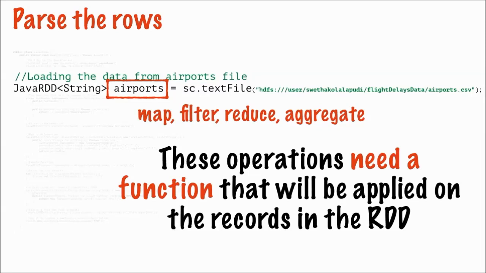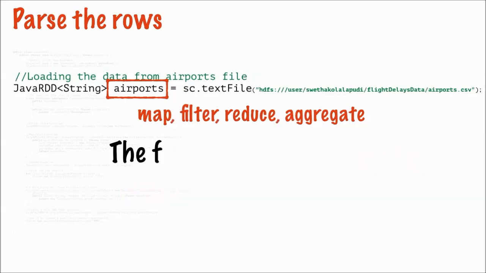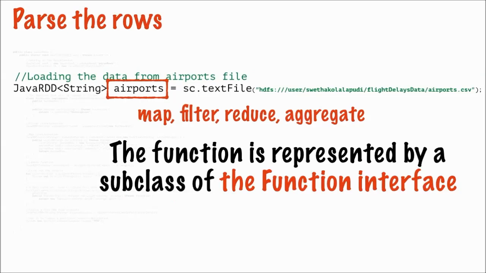All of these operations have one thing in common. They need a function that will be applied to all the records of this RDD. In Python, we simply passed in a lambda function because that's a very natural way of doing things. In Java, this needs a function object. What is a function object? An implementation of the function interface, a class which implements the function interface.